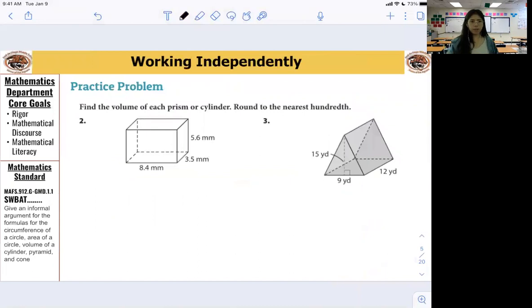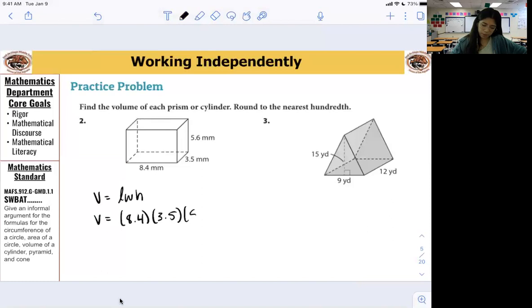Starting with the number 2. Which formula am I using in this one? Length times width times height. It's easy. So I have 8.4 times 3.5 times 5.6. Go ahead and use your calculators and let's see what we get.